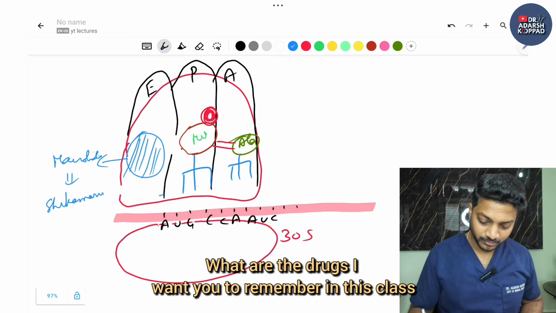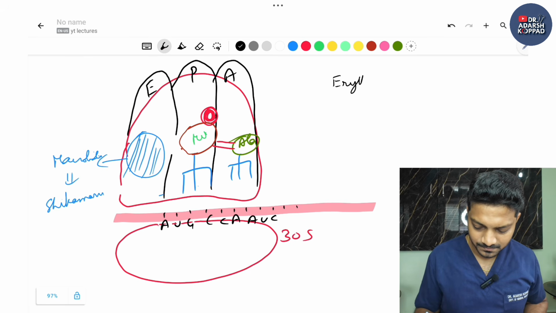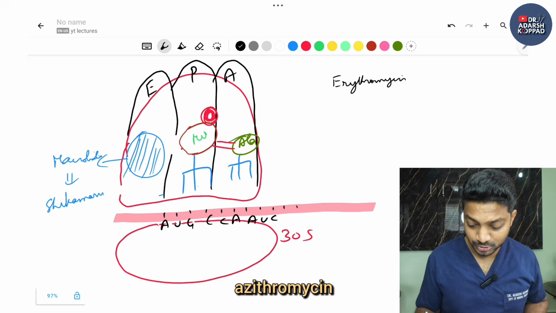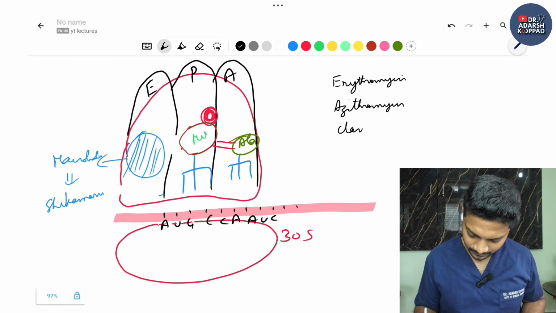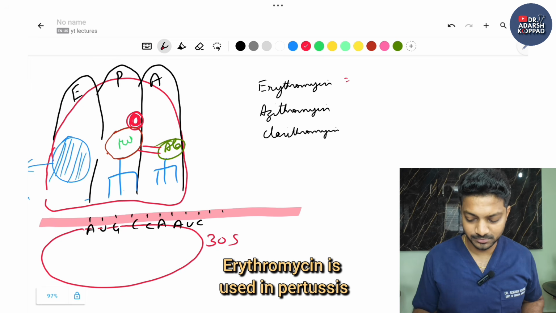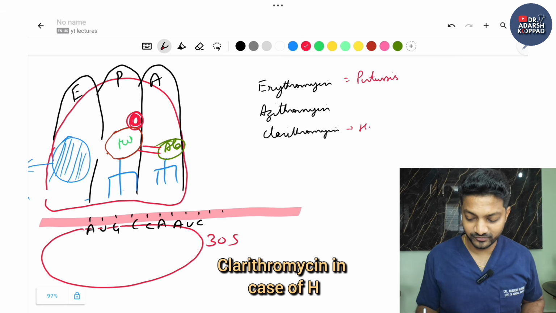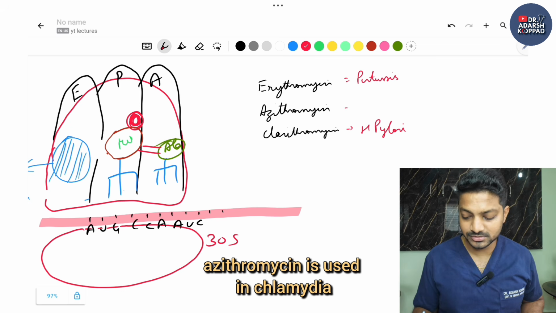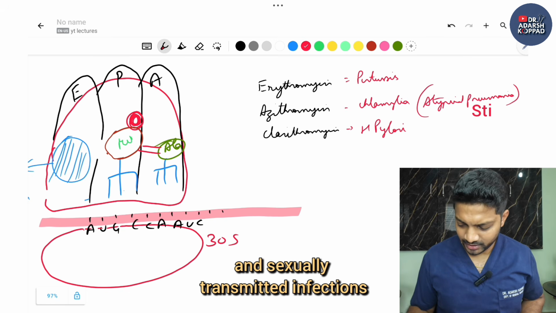What are the drugs I want you to remember in this class? I want you to remember erythromycin, azithromycin, and clarithromycin. And where do you commonly use this? Erythromycin is used in pertussis, clarithromycin in case of H. pylori, and azithromycin is used in chlamydia, that is atypical pneumonia, and sexually transmitted infections.